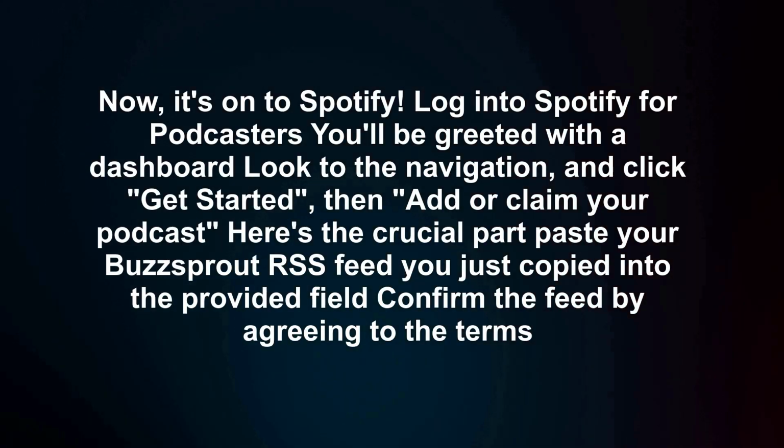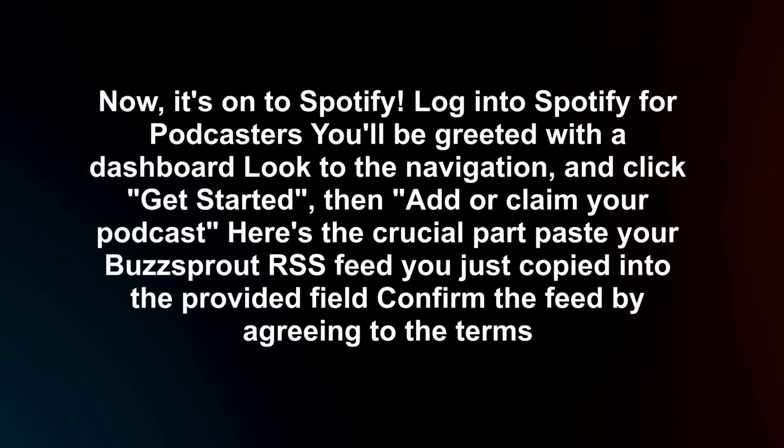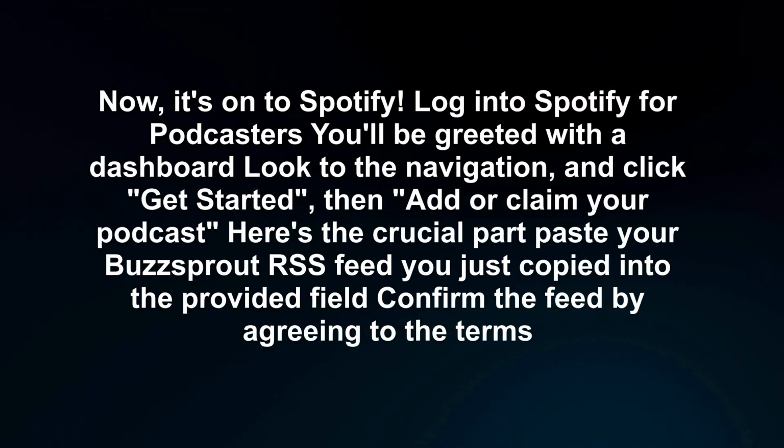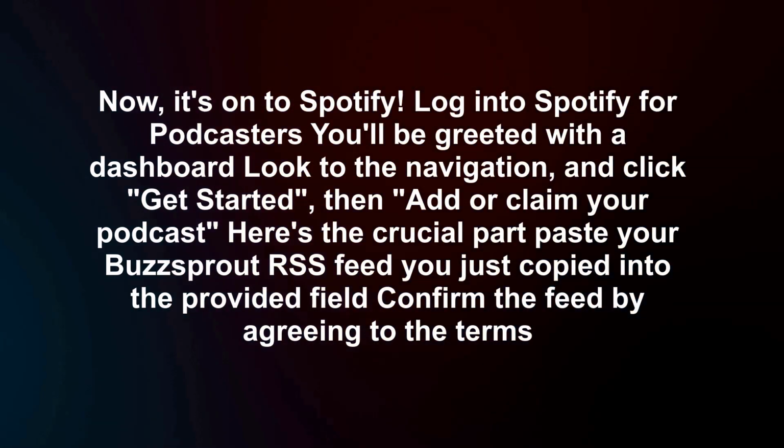Log into Spotify for Podcasters. You'll be greeted with a dashboard. Look to the navigation and click Get Started. Then add or claim your podcast. Here's the crucial part. Paste your Buzzsprout RSS feed you just copied into the provided field.